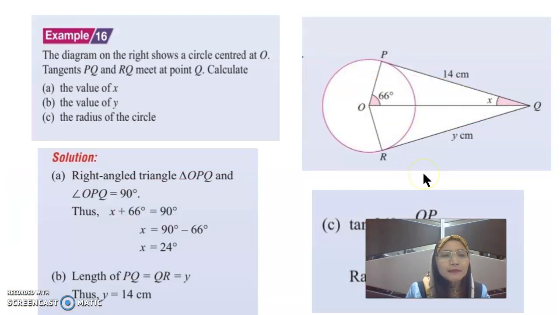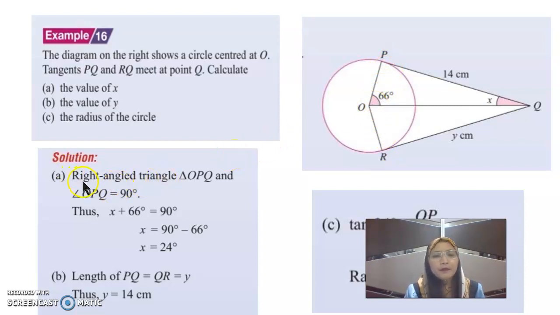Look at example 16. The diagram on the right shows a circle centered at O. Tangents PQ and RQ meet at point Q. Calculate the value of X, the value of Y, and the radius of the circle.